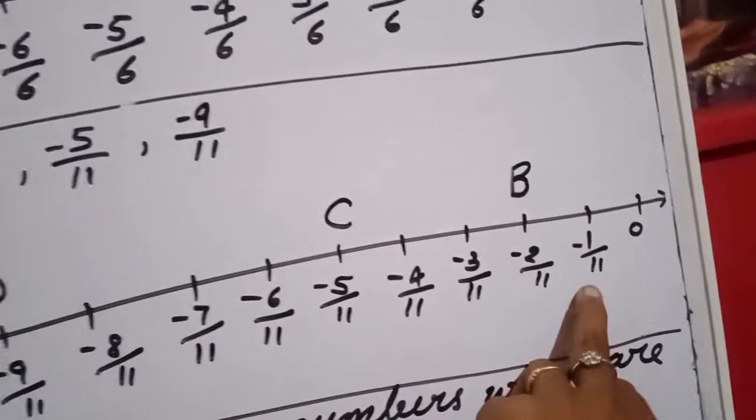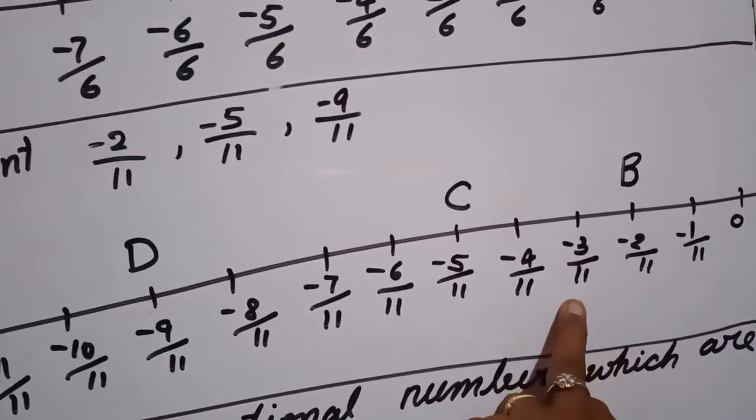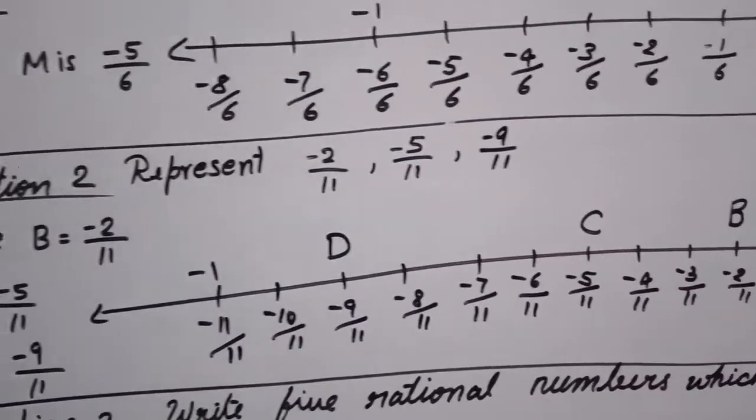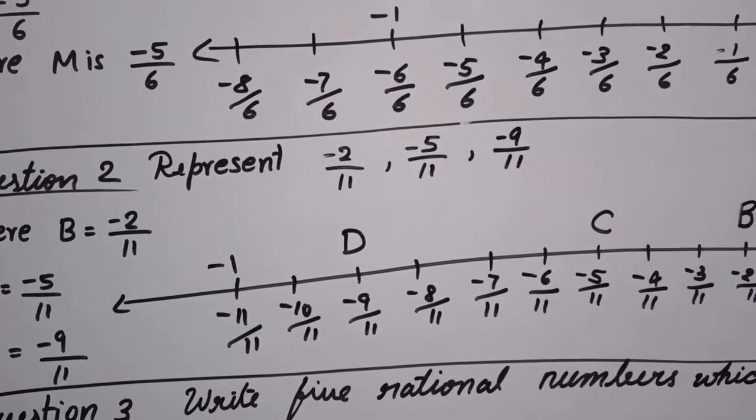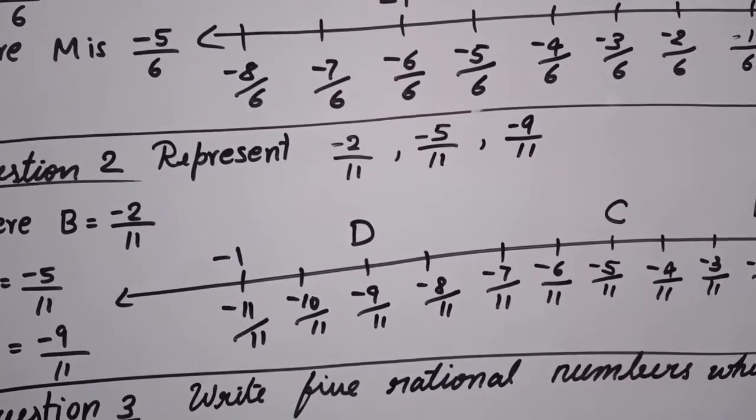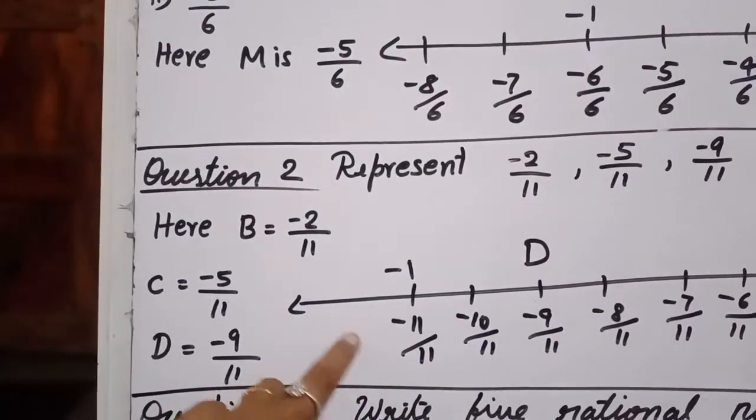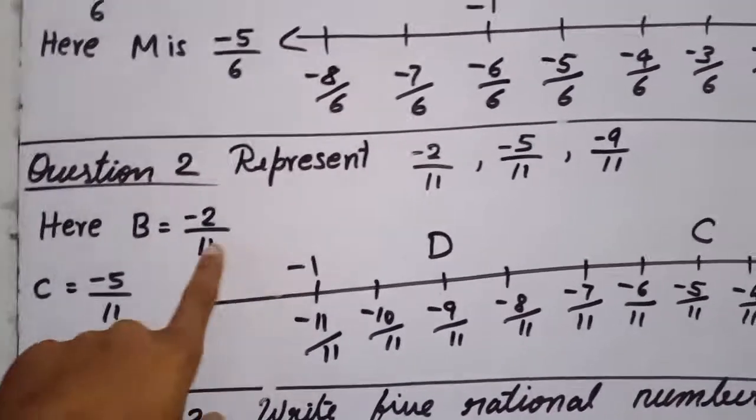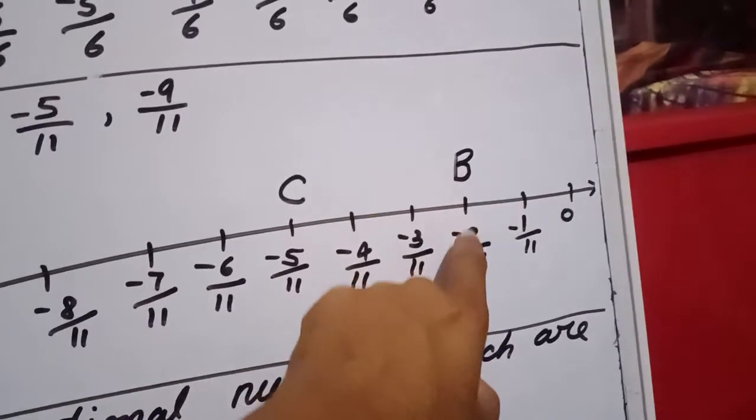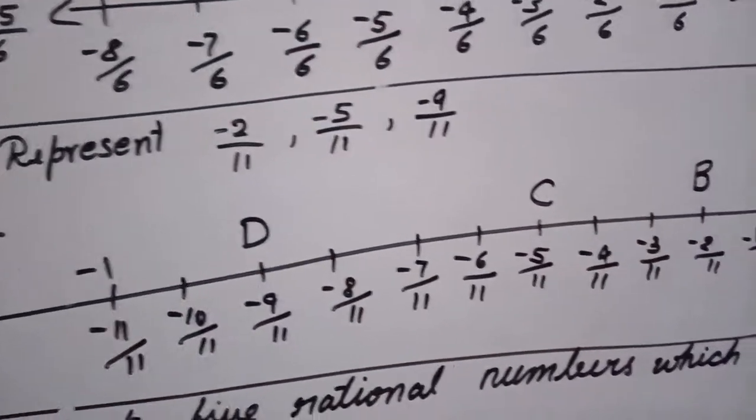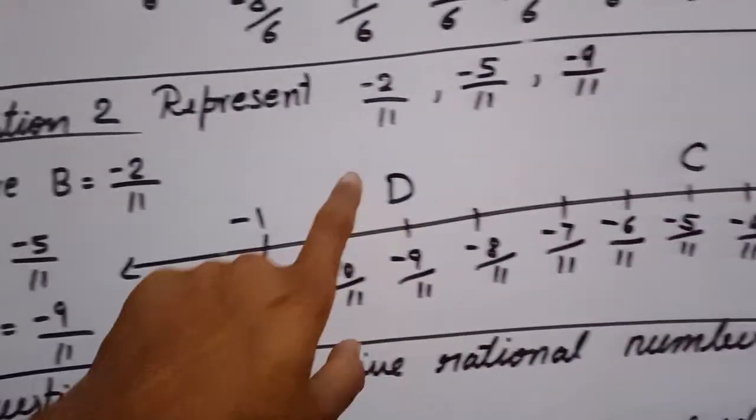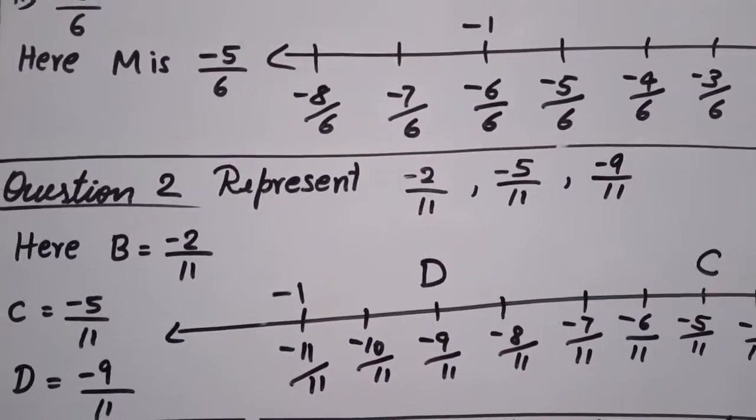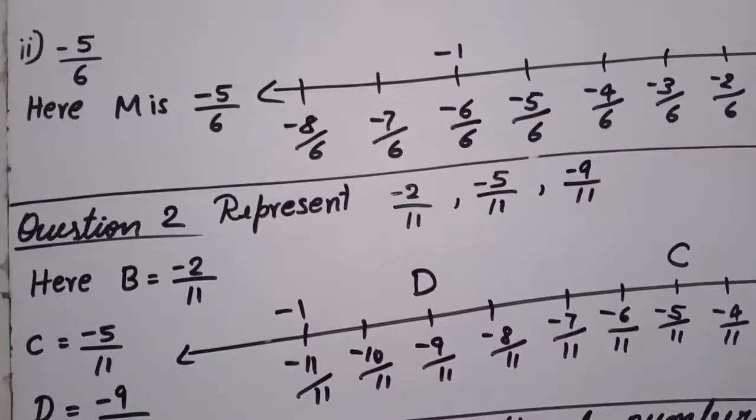So minus 1 by 11, minus 2 by 11, minus 3 by 11, minus 4 by 11, minus 5 by 11. In this way, up to minus 11 by 1, we will be getting one complete minus 1. But here we have B minus 2 by 11, C minus 5 by 11, D minus 9 by 11. We have got the solution.